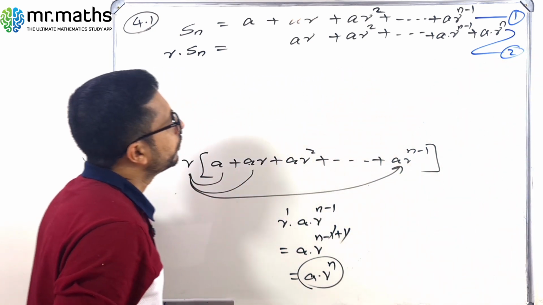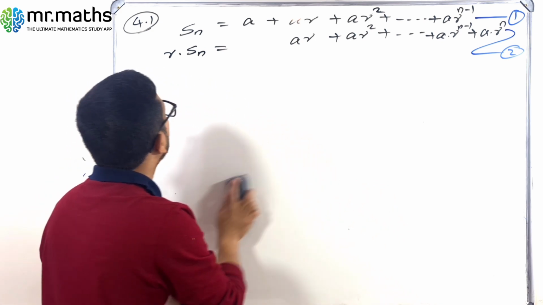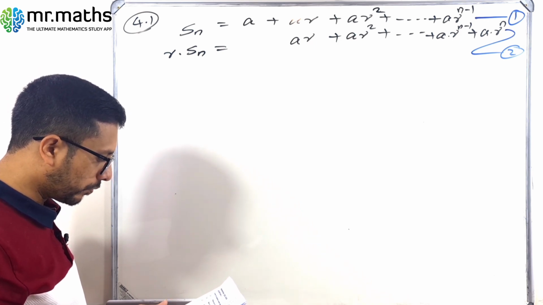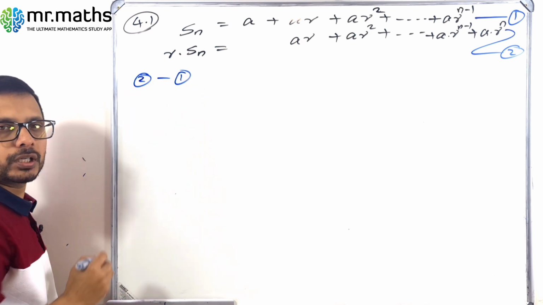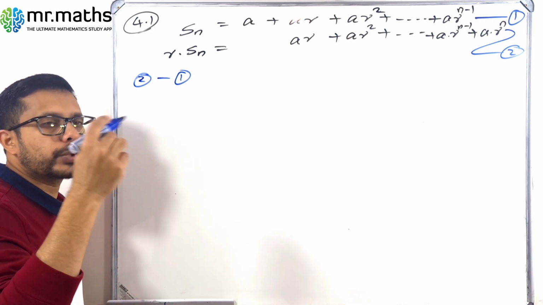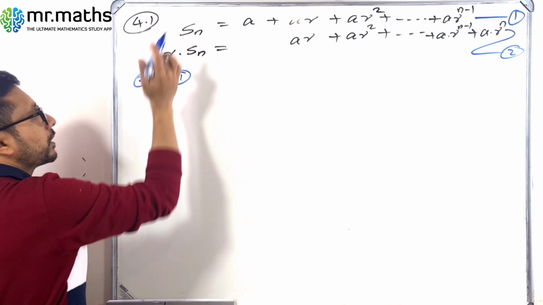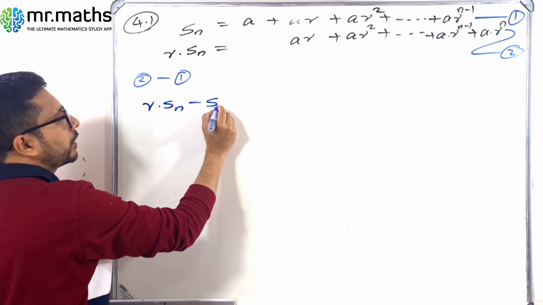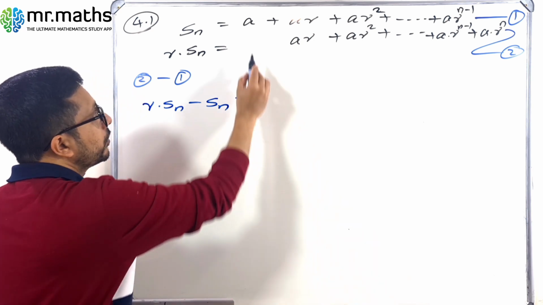Okay, now what I am going to do is equation number 2 minus equation number 1. So when we are doing like this, we have to add or subtract term by term. This is equation number 2. So left side minus left side, that is r into Sn minus this one, Sn. Am I right? Okay, so it is equal to, here there is nothing there, you see that there is nothing here.